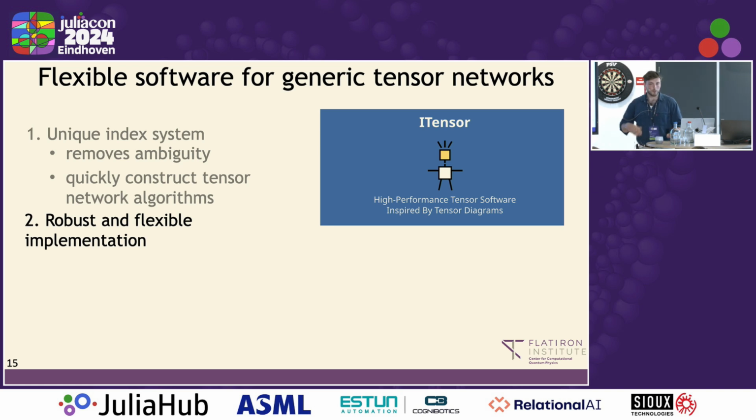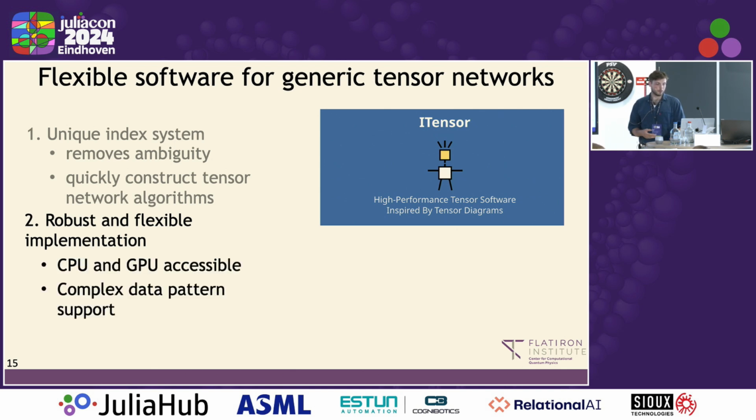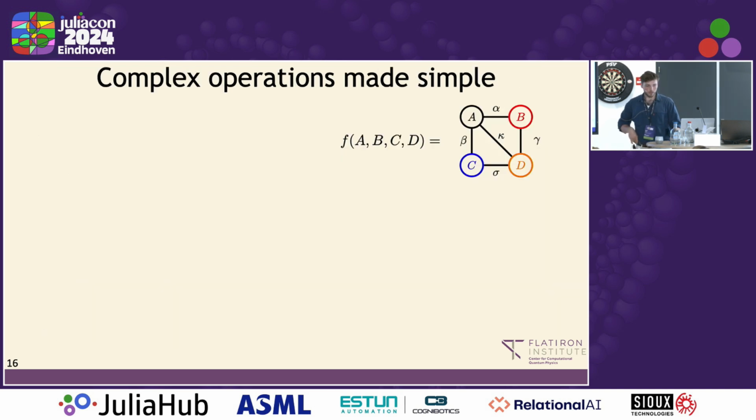And so what we've been working on in ITensors is to create robust and flexible implementations in this NDTensors library. We're trying to make it more and more easy to change everything about it and still be able to rapidly construct tensor algorithms and have relatively high efficiency. So we want things like CPU and GPU accessibility, still have complex data patterns like sparsity, but we also want it to be memory and time efficient. So as an example, I'm going to show constructing this tensor network and then converting it to GPU.